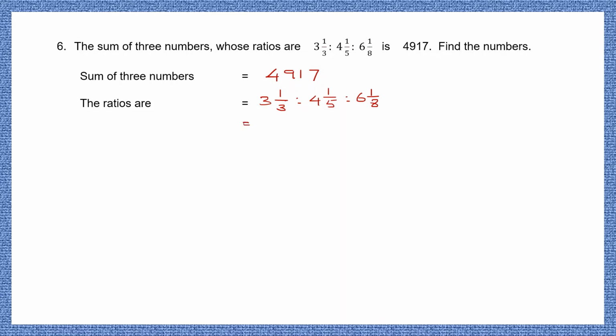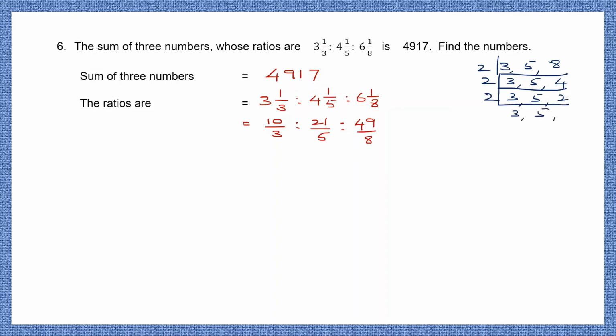Now let's convert these. 3 3s are 9 plus 1, 10 by 3 is to 5 4s are 20 plus 1, 21 by 5 is to 8 6s are 48 plus 1, 49 by 8. Now whenever we have fractions for ratios, we need to find their LCM. So let's find the LCM of the denominators: 3, 5 and 8. I'll start with 2. I bring down 3 and 5 as it is. 2 fours are 8. 2 again, 3, 5, 2 twos are 4. I'll continue with 2, 3, 5 and 1. Now with 3, 1, 5 and 1 and then with 5. 1, 1 and 1. Now the LCM will be 2 into 2 into 2 into 3 into 5.